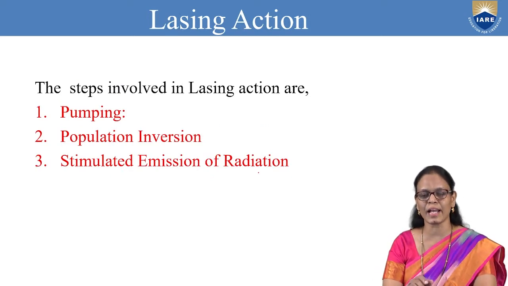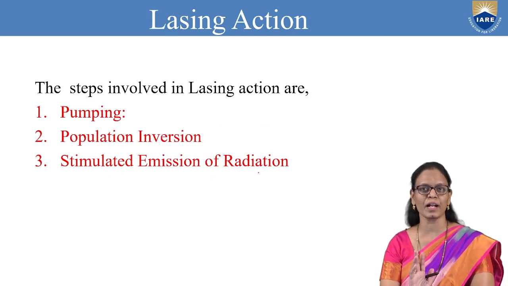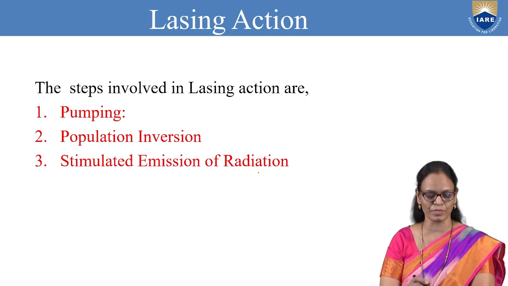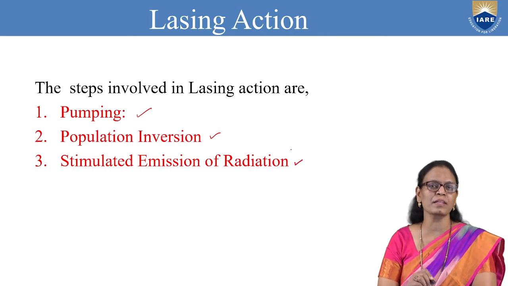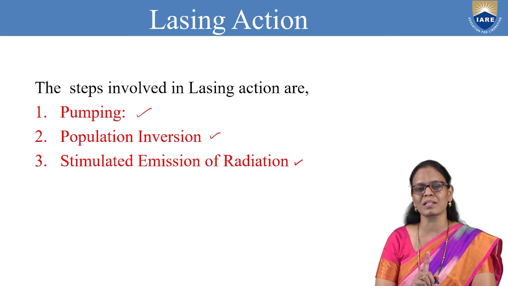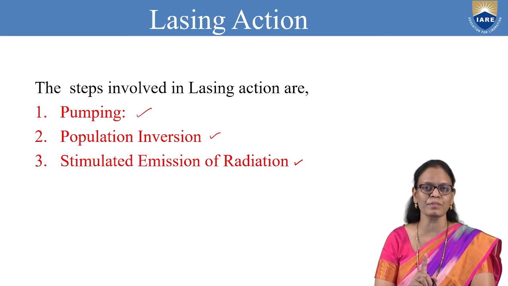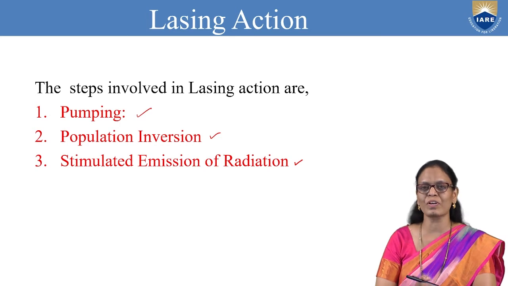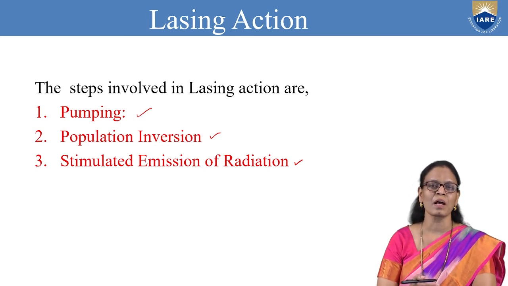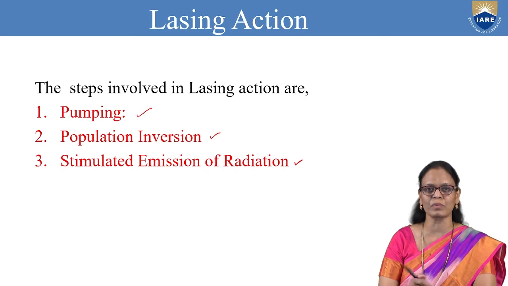Now coming to lasing action. In lasing action, there are 3 steps involved. The first step is pumping. The second step is population inversion. And the third step is the stimulated emission of radiation. For any laser we take, what we need to understand is the basic lasing action, and the second is the laser system, the laser mechanism that is happening. So first we will try to understand these 3 steps and then discuss in detail the ruby laser.